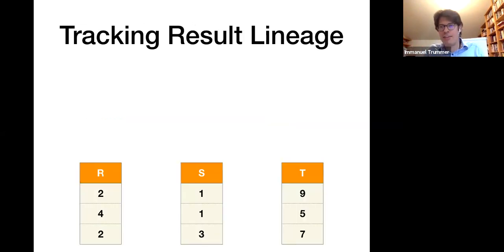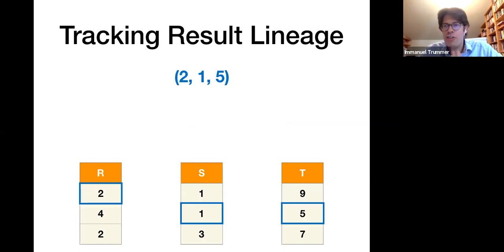Let's assume, for instance, that we are joining those 3 tables R, S, and T here. Now, let's assume we are processing a join order, which first of all identifies this combination of tuples marked up in blue as part of the join result. So we are adding this value combination 215 to our join result set.